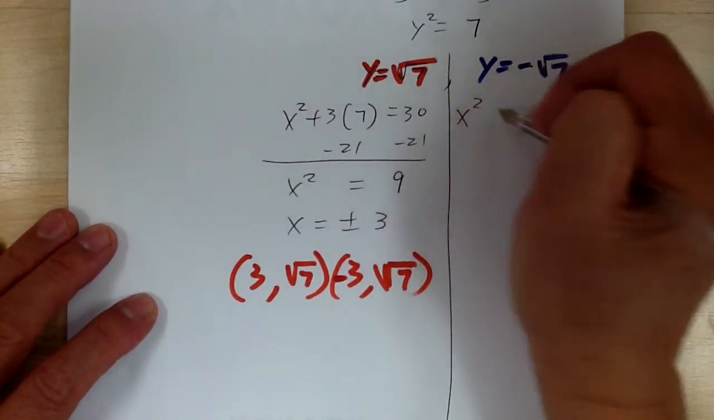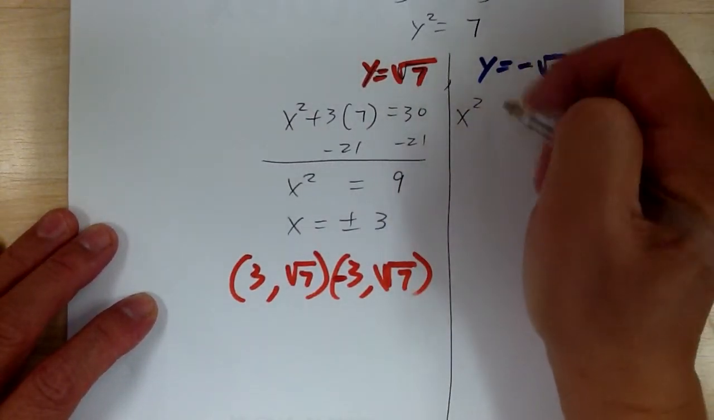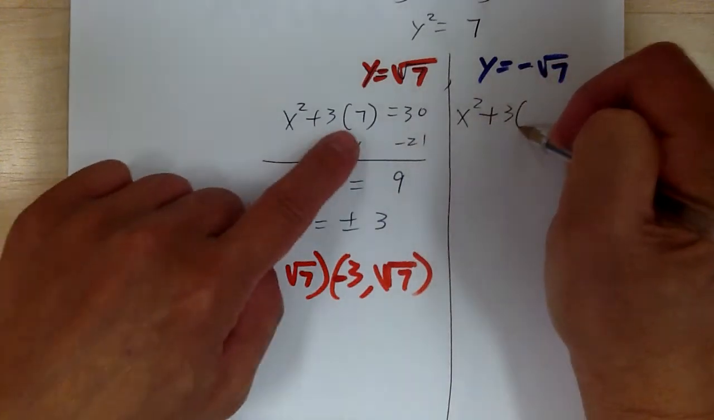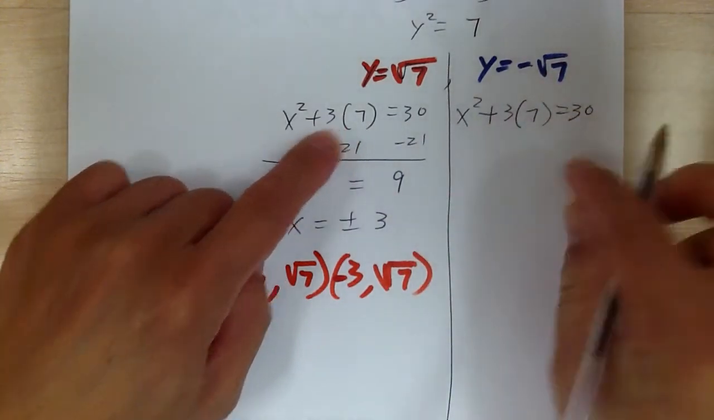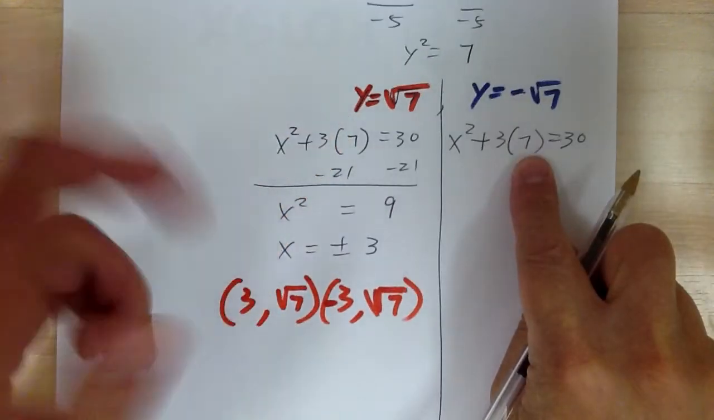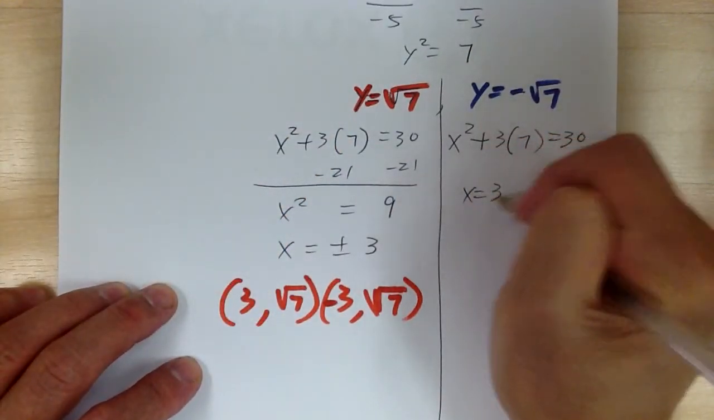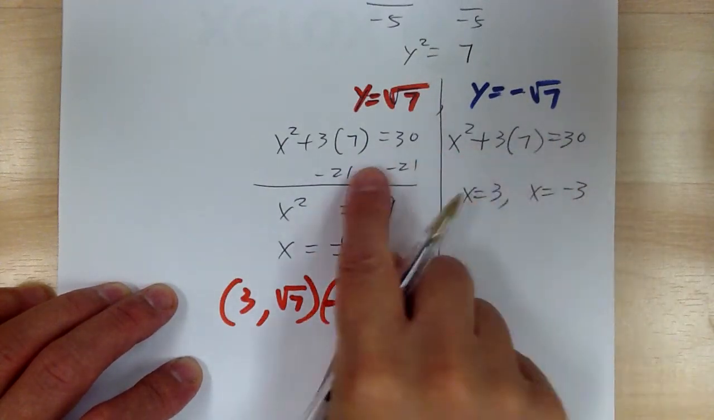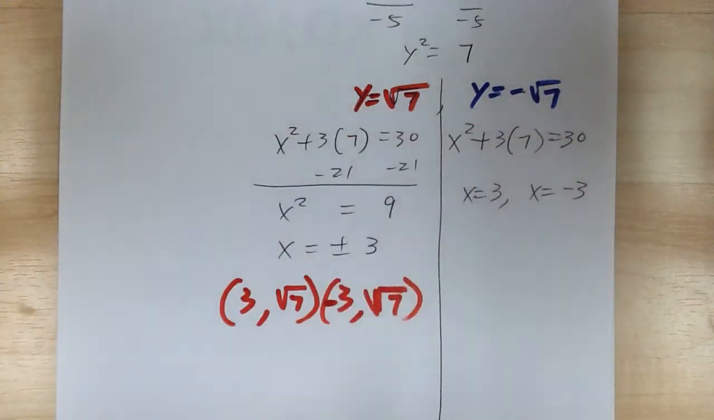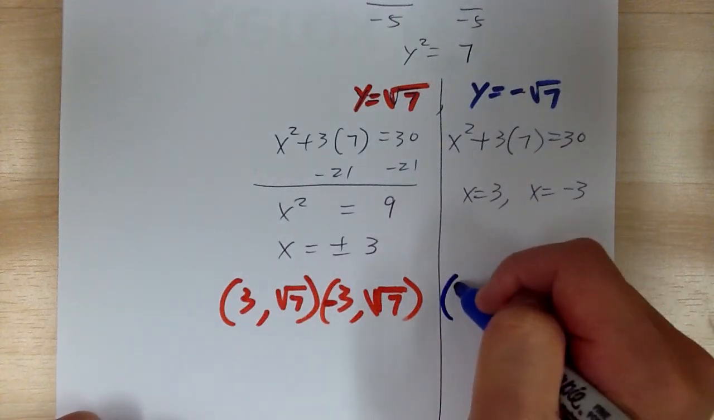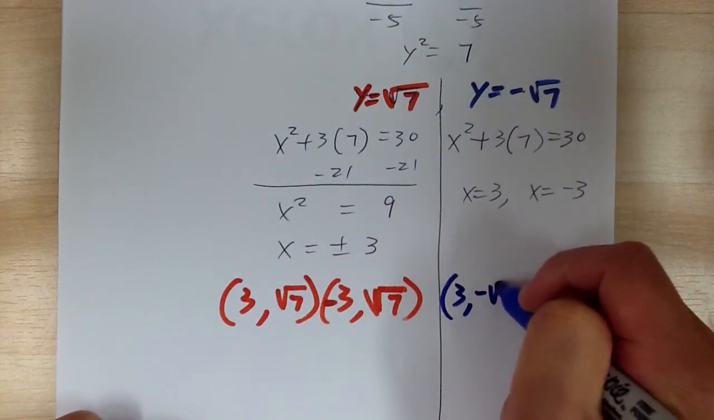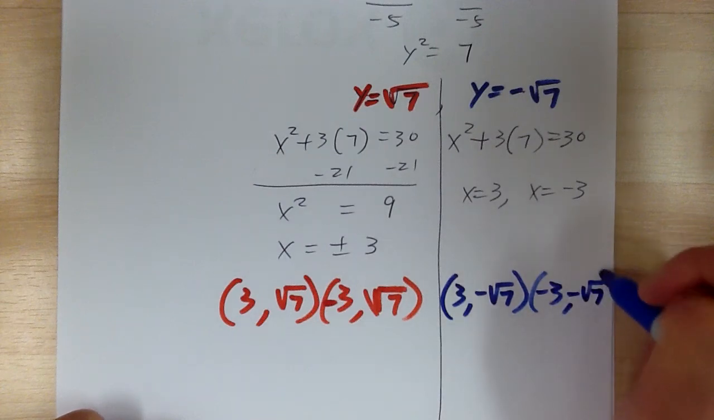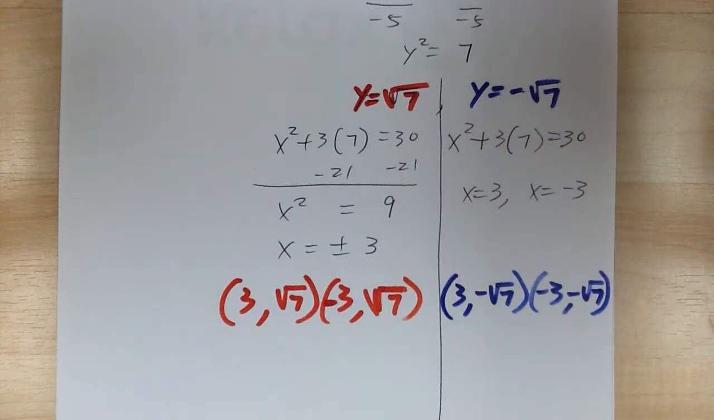Okay. Now over here you're going to do the same thing. You're going to get x squared plus 3 times 7 equal to 30. Notice they're identical because of square. So from here you're going to get x equal to 3, x equal to -3, right? They're exactly the same thing because you're squaring. So from this set, you're going to get 3 comma negative square root of 7 and -3 comma negative square root of 7. So you're going to get those four answers.